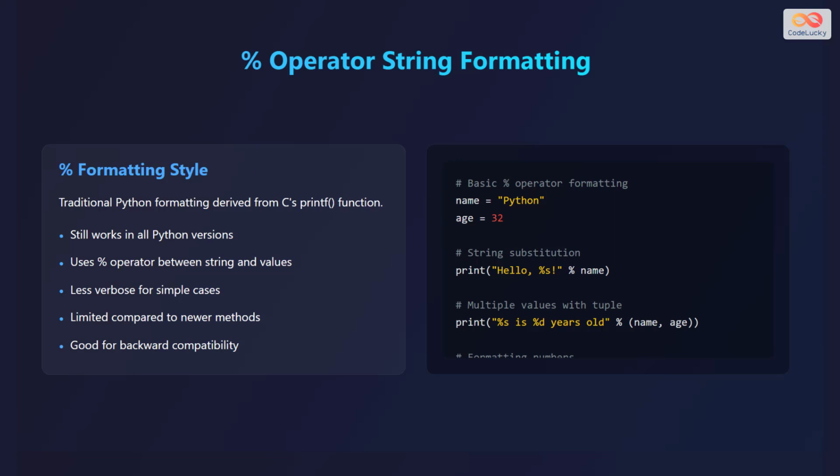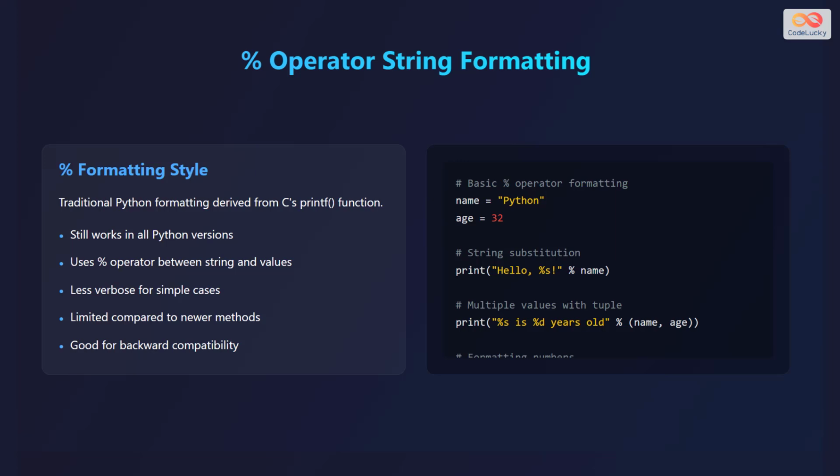Here are some code examples. name = "Python", age = 32. The code print("Hello, %s!" % name) substitutes the string name into the formatted string. For multiple values, the code print("%s is %d years old" % (name, age)) uses a tuple to insert both the name and age variables. To format numbers, the code pi = 3.14159, print("pi: %.2f" % pi) formats the floating point number pi to 2 decimal places.